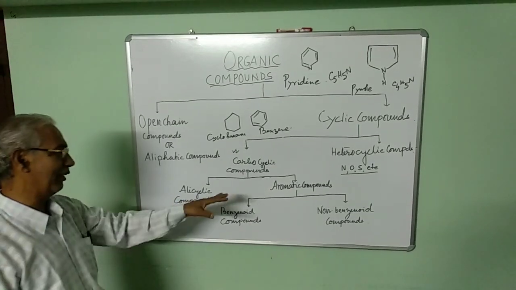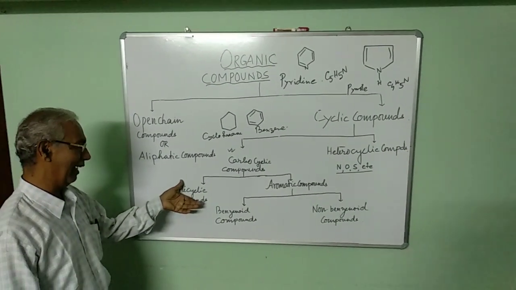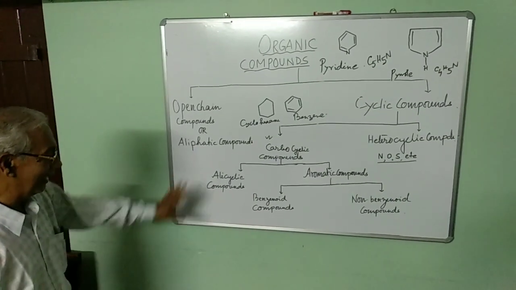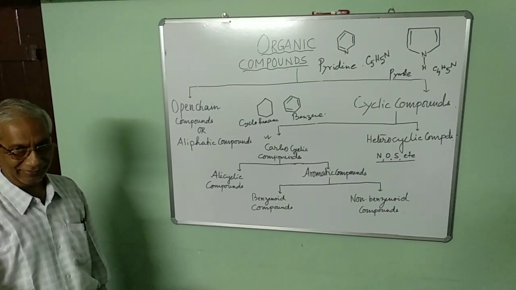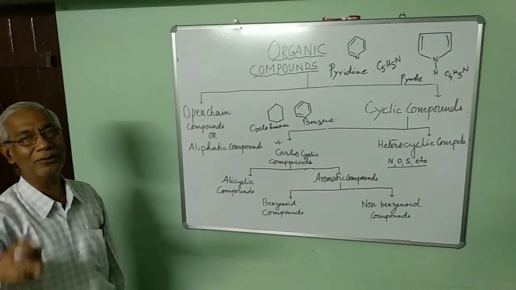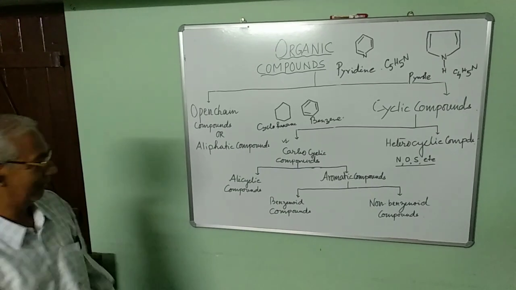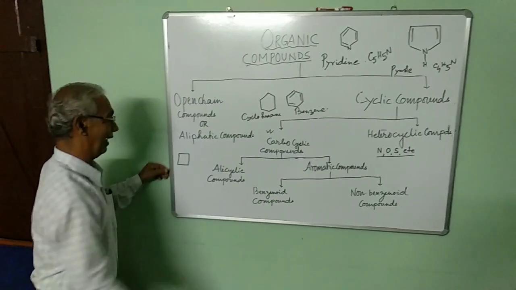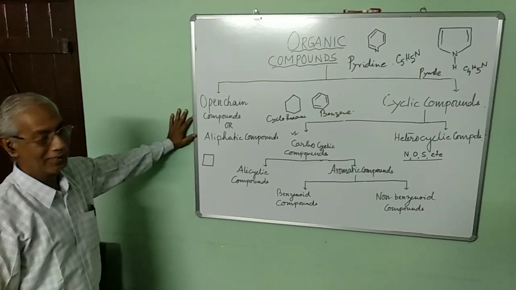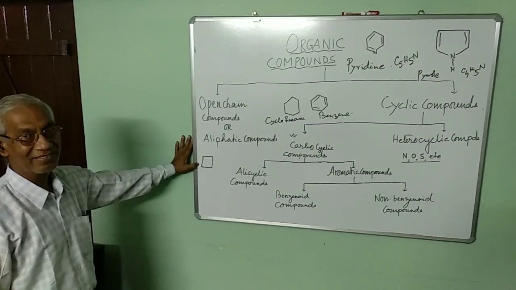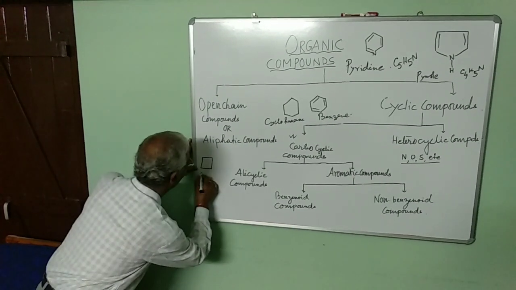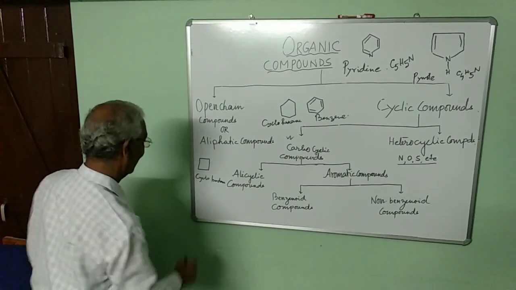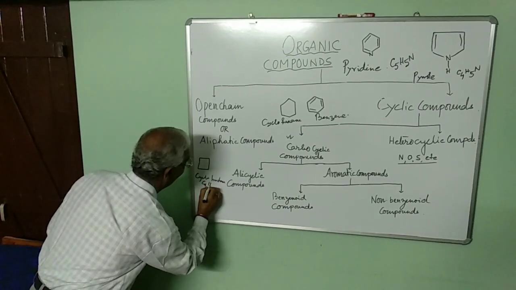Carbocyclic compounds are again classified into two classes. One is alicyclic, another is aromatic. In case of alicyclic, in the carbon chain, only the carbon atoms are linked with single bonds. Mind it. So, this is one example of an alicyclic compound. The name of this compound will be what? Cyclobutane. The formula will be C4H8.